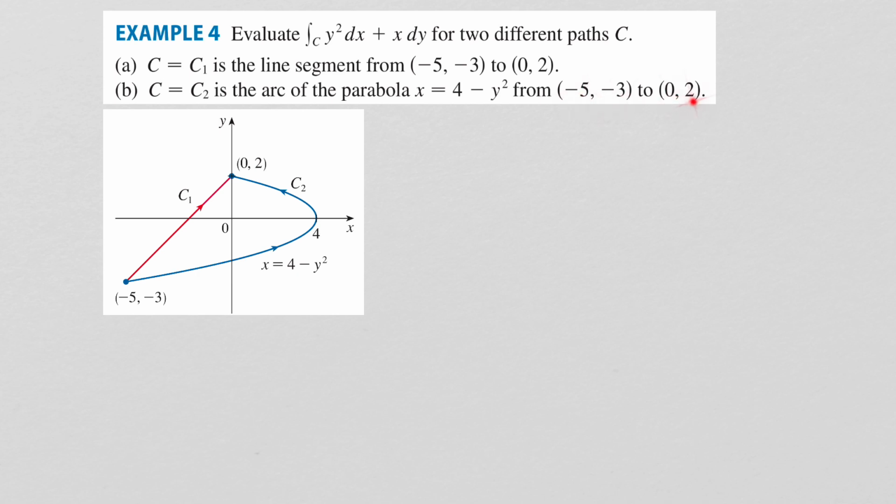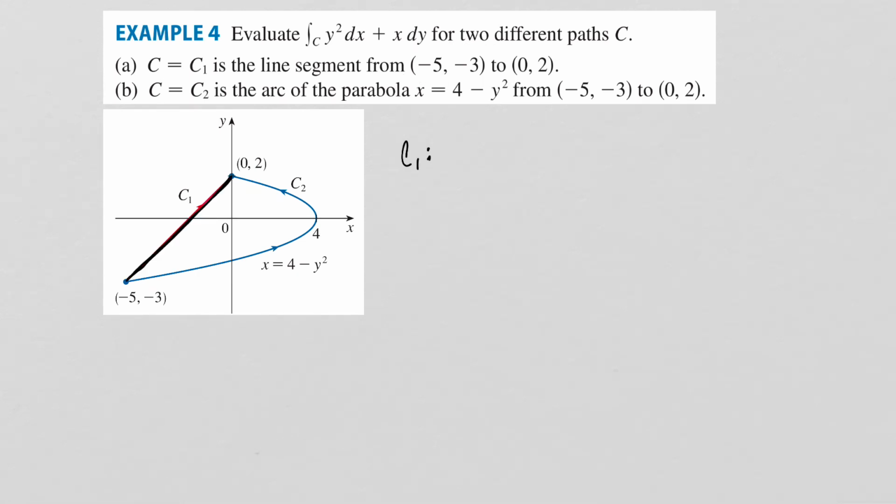-5, -3 to the point 0, 2. So you can see that we're going from the same initial point to the same terminal point, but one is a straight line and one is a parabolic curve. So the first thing we need to do, let's go ahead and do the first curve, C1. We need to find a parameterization for the line segment that goes from -5, -3 to the point 0, 2.